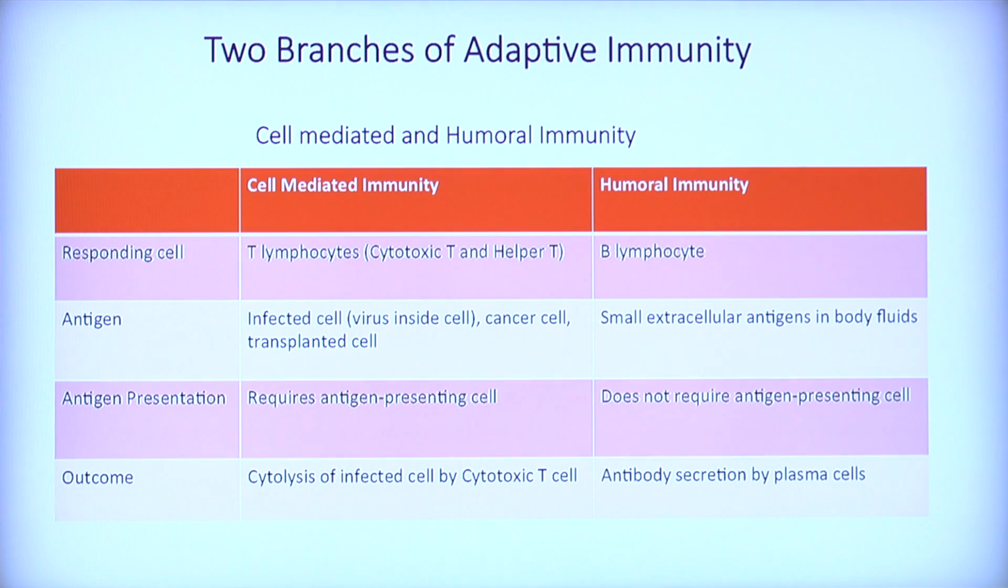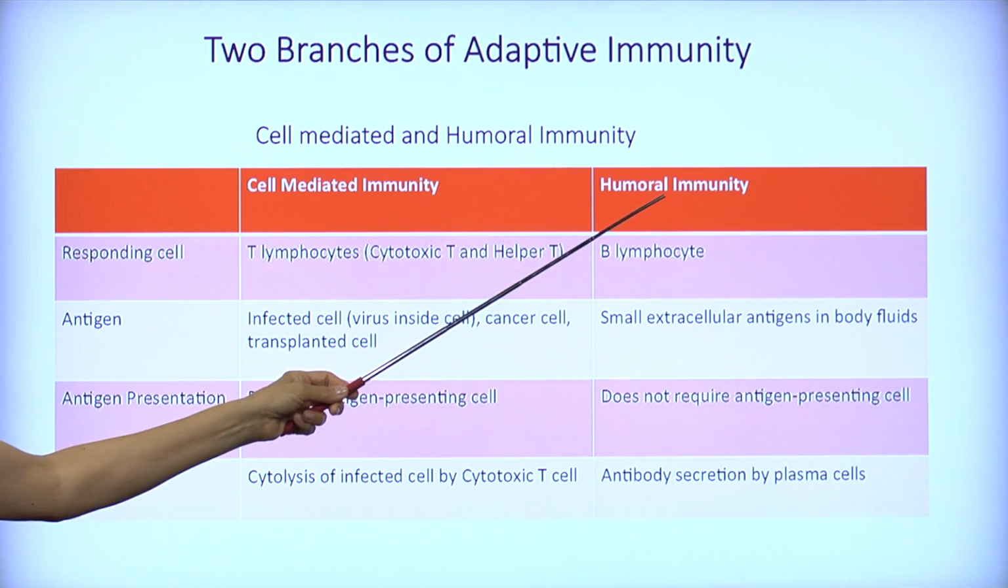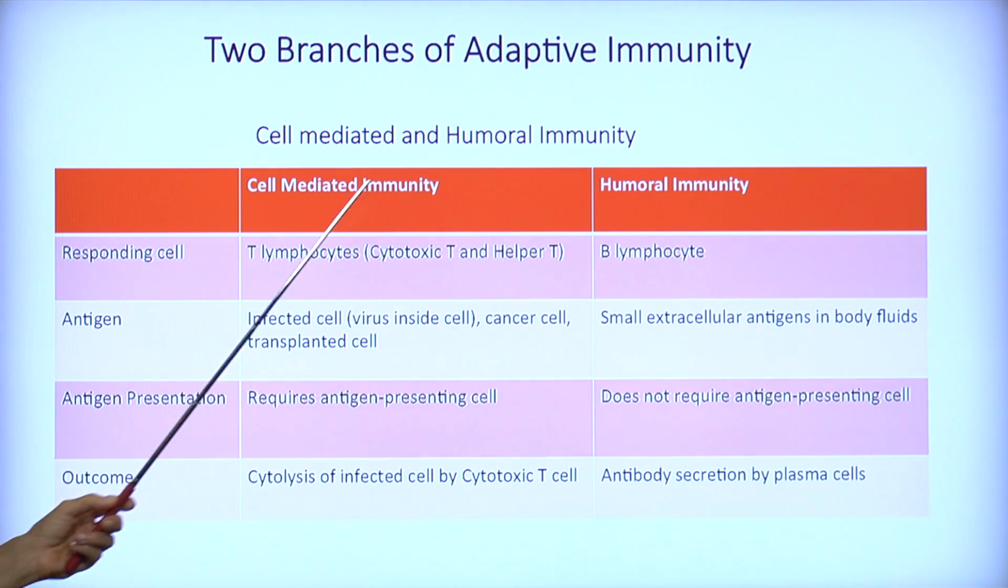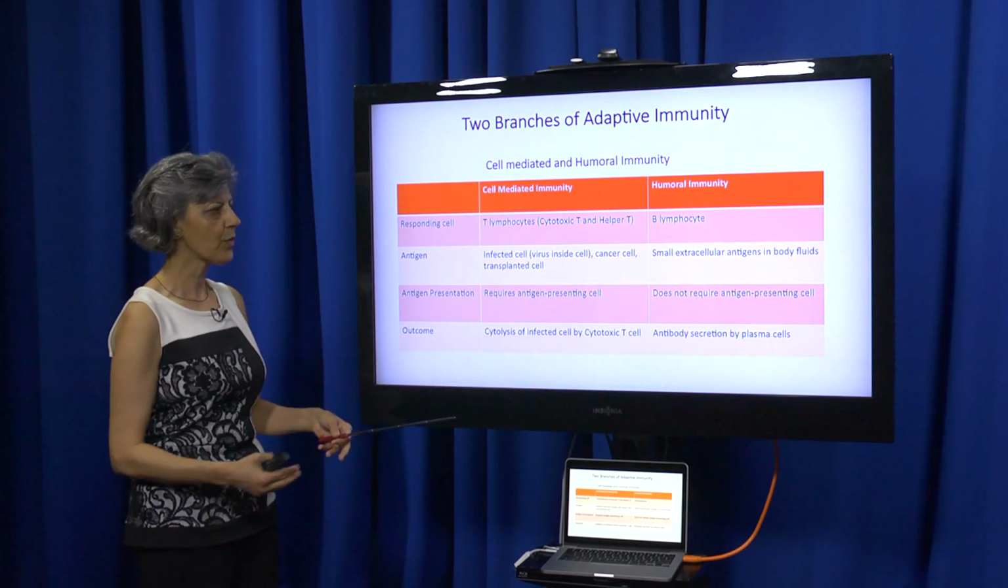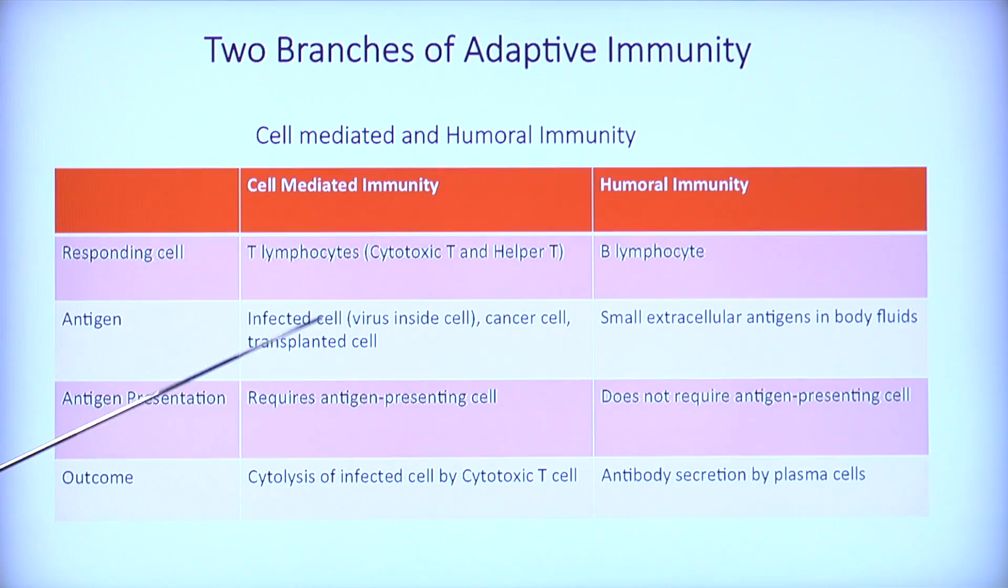So the two branches of the adaptive immunity. One branch is called the cell-mediated. The other arm is called the humoral immunity. We're going to look at differences, but we're going to remember that these will work together. The whole body works together. We're just learning the differences between them. Who is the main responder in my cell-mediated immunity? It's the T lymphocyte. And we have two types of T lymphocytes, the cytotoxic T and the helper T cell.